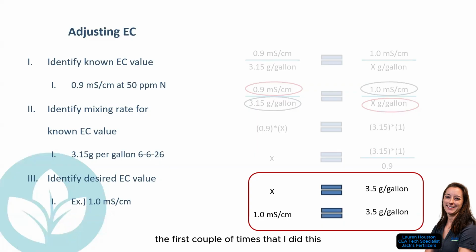I'm not going to lie, the first couple of times that I did this, I came out with a lower mixing rate and had to double check my math, because clearly that wasn't correct. But for a target EC of 1 millisiemens per centimeter, we're mixing at a slightly higher mixing rate of 3.5 grams per gallon.